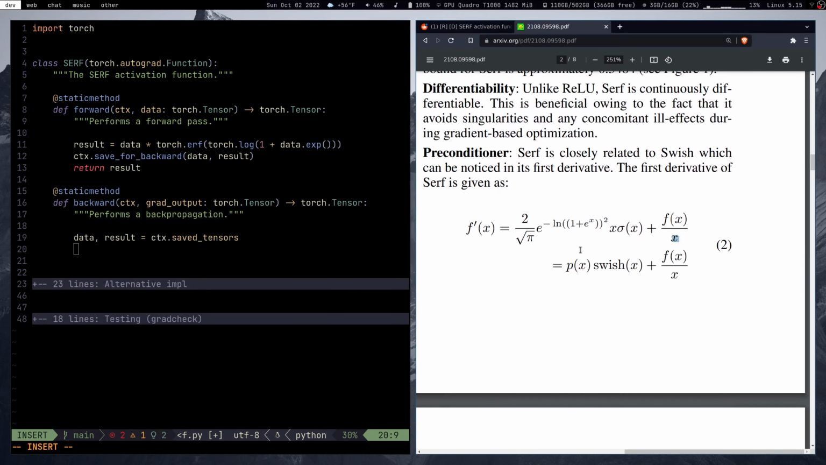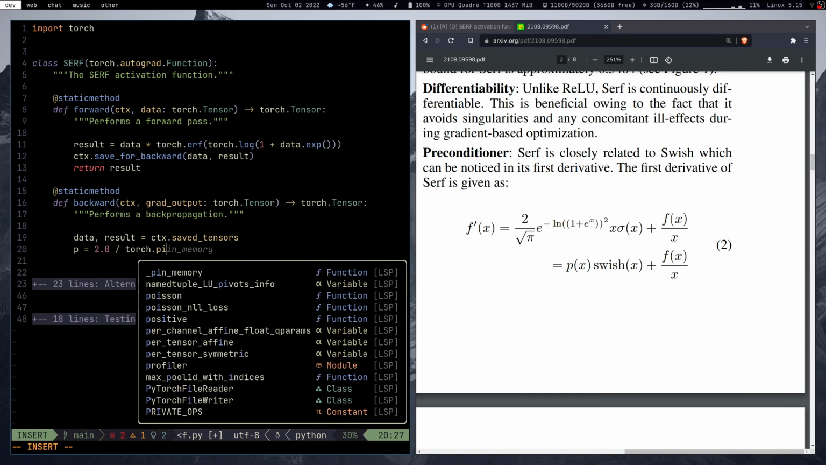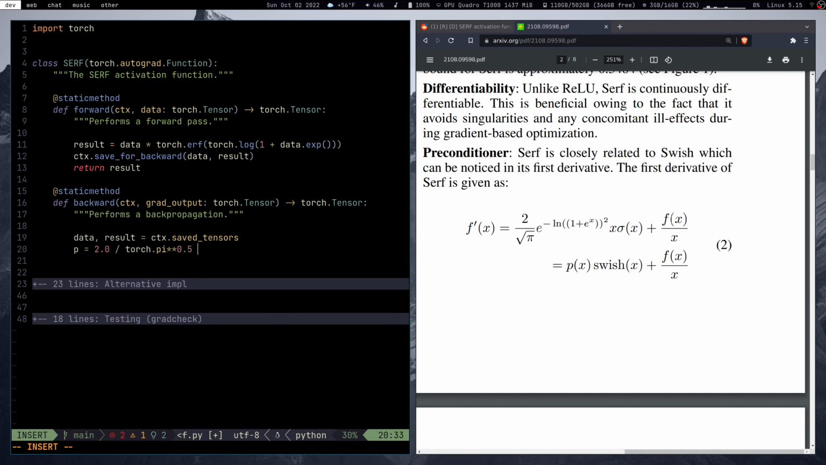And we can follow the formula here now. They call this expression P, and we're going to give it the same name. So this is going to be 2 over torch.pi to the power of 0.5, so the square root of pi, and then that is multiplied by this expression, e to the power of negative log. Okay, so negative natural log. So the way we can do that is maybe we can do something like this.